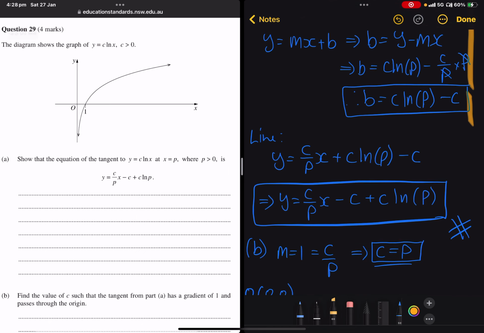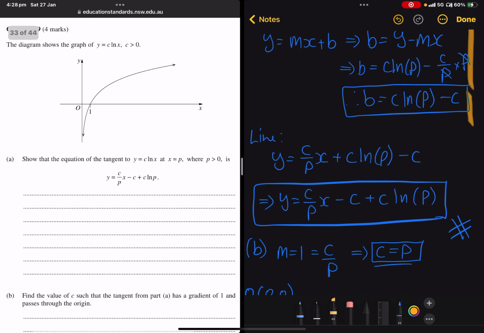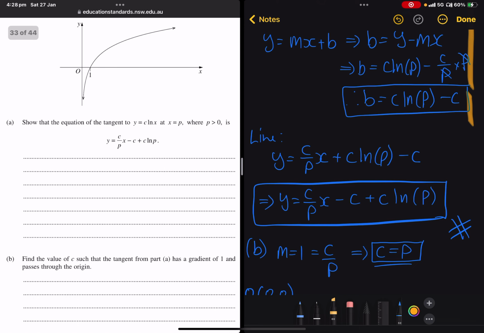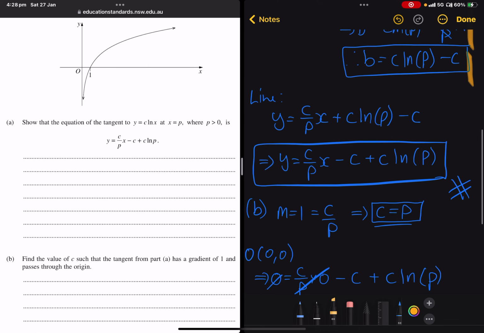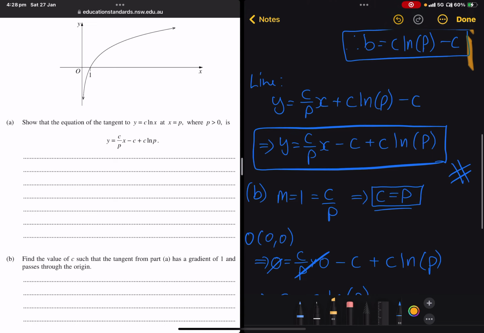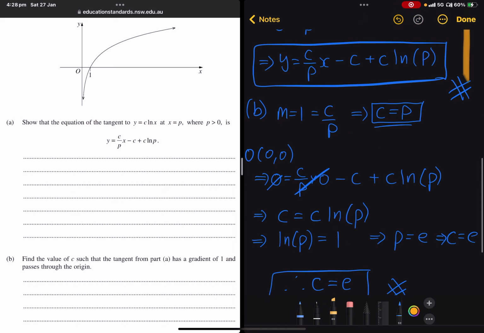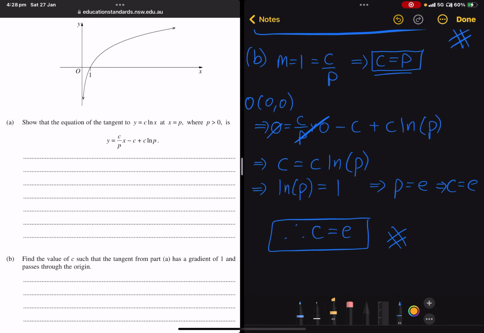For the second part, which is also 2 marks, find the value of c, you will have working that starts to find the relationship of c to other variables. That will be the second mark for the first part. The first mark for the second part will be something like finding that c is equal to p, or finding that p is equal to e, or something along those lines, and then correctly identifying that c is equal to e.